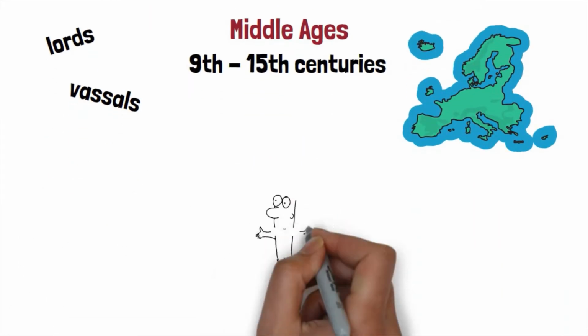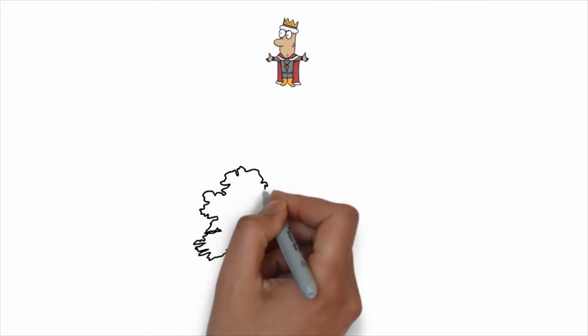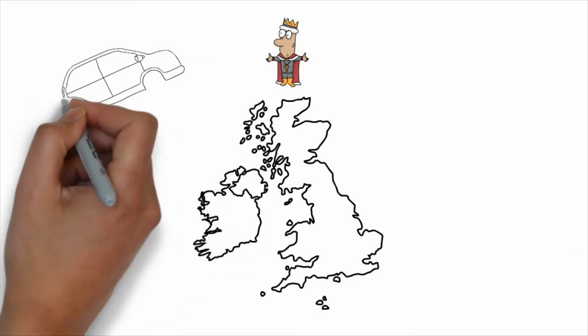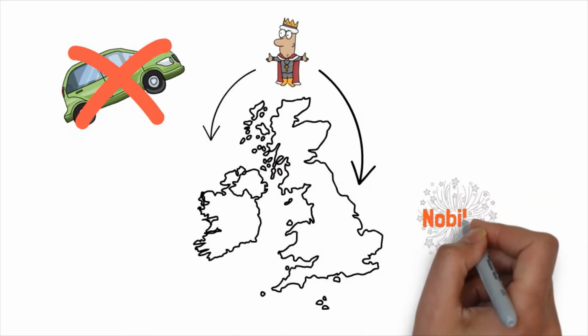Basically, each country had a monarch, usually a king. This king owned all the land in that country. However, because transportation was much slower in that time than it is today, the king needed a way to exert his authority over the entire kingdom. This is where the nobility came in.